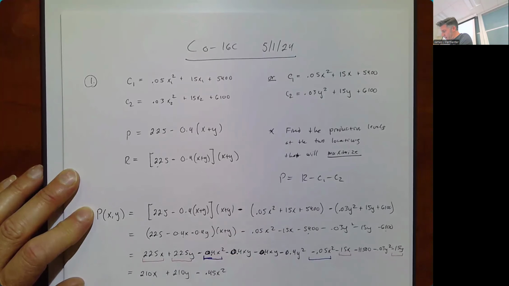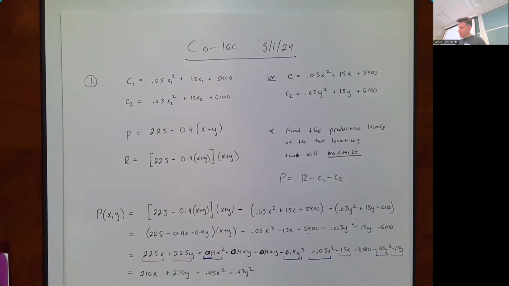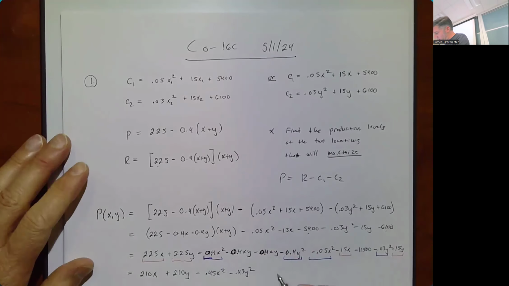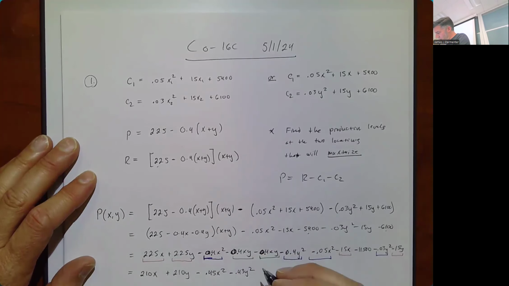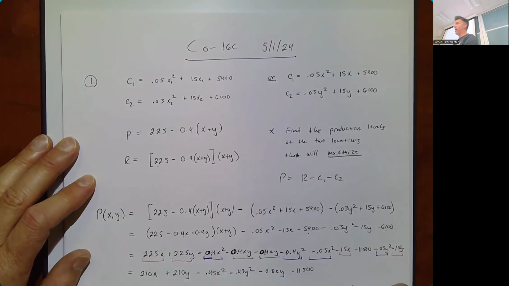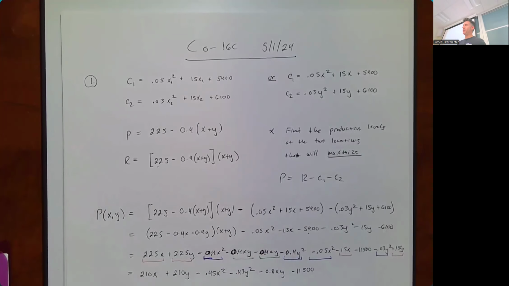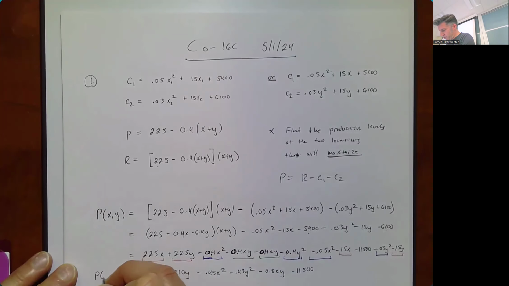For y, I'm going to look at the y squared next, even though I'm skipping these middle terms. It's a negative 0.4y squared and a negative 0.03y squared, so it's going to be a negative 0.43y squared. And then I've got these two xy terms, which combine to be a negative 0.8xy. And finally, I've got my minus 11,500. Okay, so there's our simplified profit function.